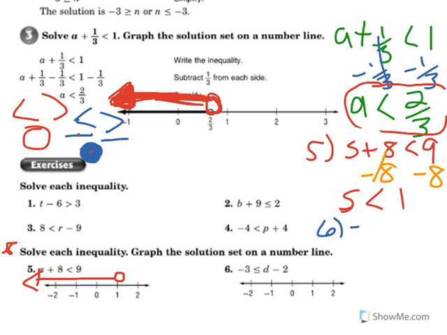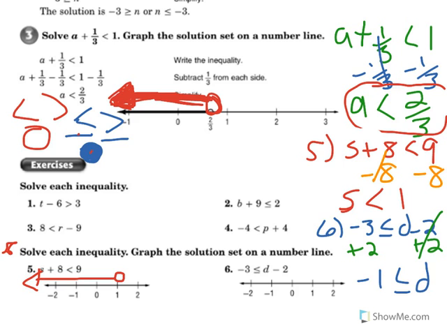In number 6, we have negative 3 less than or equal to d minus 2. To get rid of minus 2, we're going to add 2. Do the opposite. They cancel on the right side, so we're left with just d over there. Now on the left side, we have negative 3 plus 2, that's heading back towards 0, so that's going to be negative 1. So you have negative 1 is less than or equal to d.